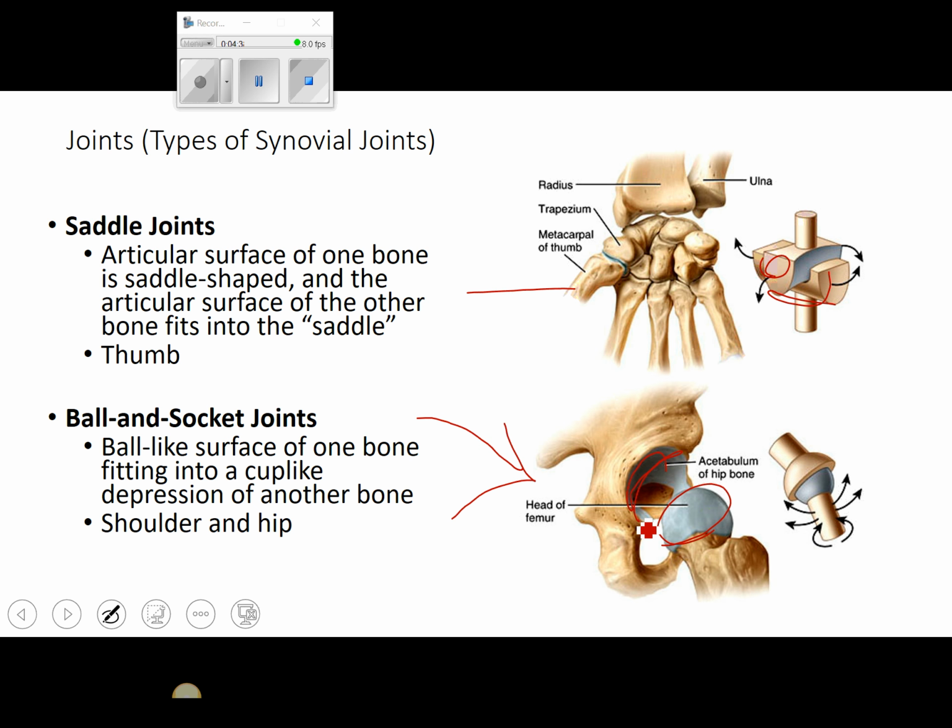So both the saddle joints and the ball and socket joints are going to allow flexion and extension, abduction, adduction, and rotation.